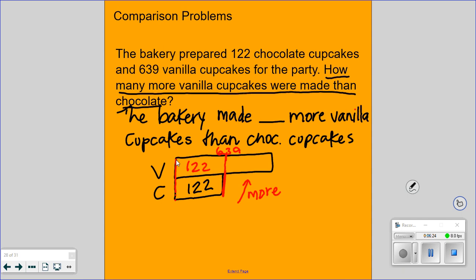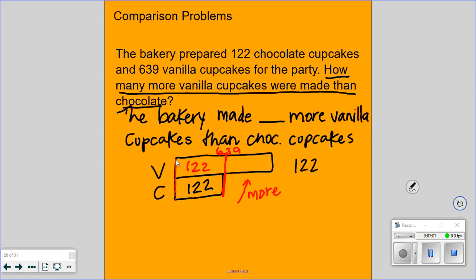So when they were making cupcakes, there was a spot where they had exactly the same, that line of equality. Both flavors had 122. But then, they made a whole bunch more. How would I figure out how much more? So I have a couple of different strategies. I could start at 122. Go ahead and write that out to the side. And count on until I got to 639. That would be way too hard.